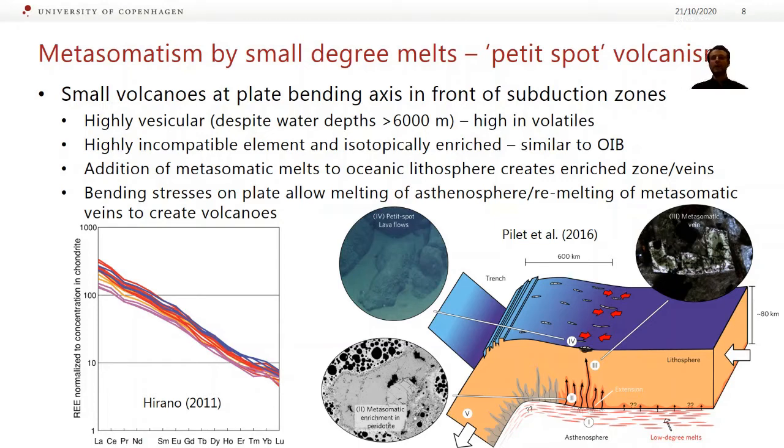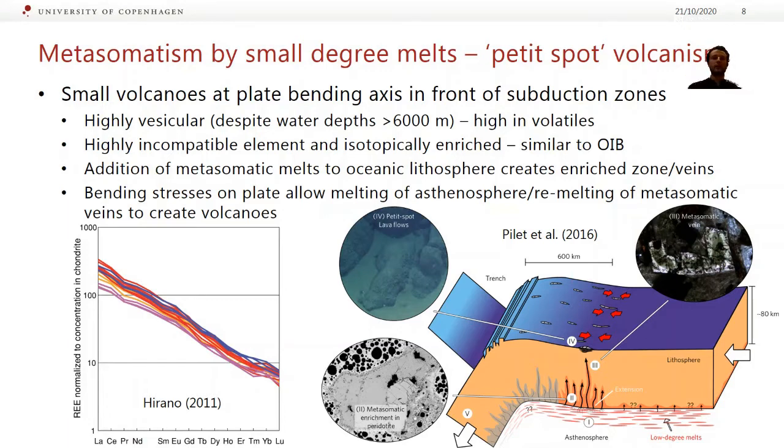They're also highly incompatible element enriched, and they show evidence of isotopic enrichments. It's not quite certain how these form, but it's something along the lines of that you have these continuous upwelling metasomatic melts, and these create enriched zones or veins in the oceanic lithosphere. And then as this plate begins to bend as it enters a subduction zone, this causes a little bit of stretching, a little bit of upwelling, which is either allowing you to remelt these metasomatic veins, or potentially the melting is happening in the asthenosphere and it's passing through these veins and picking them up.